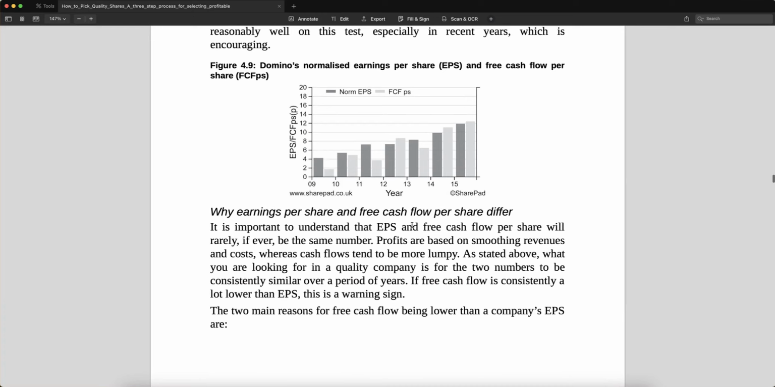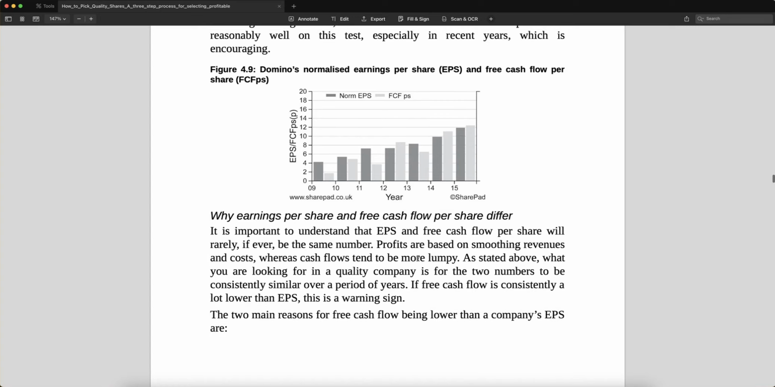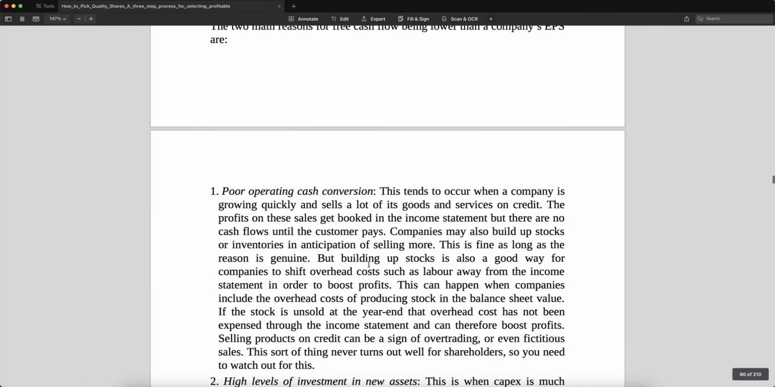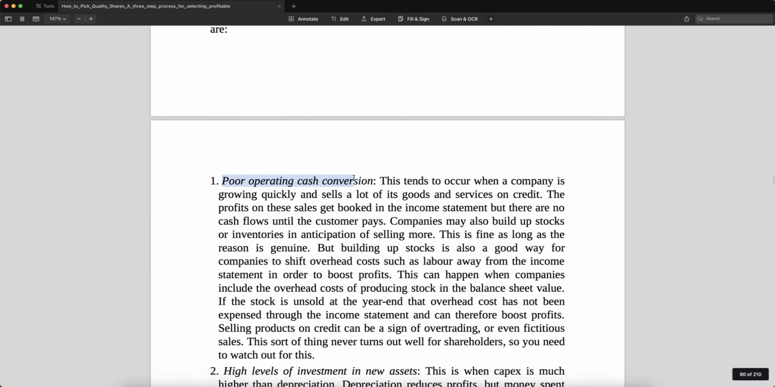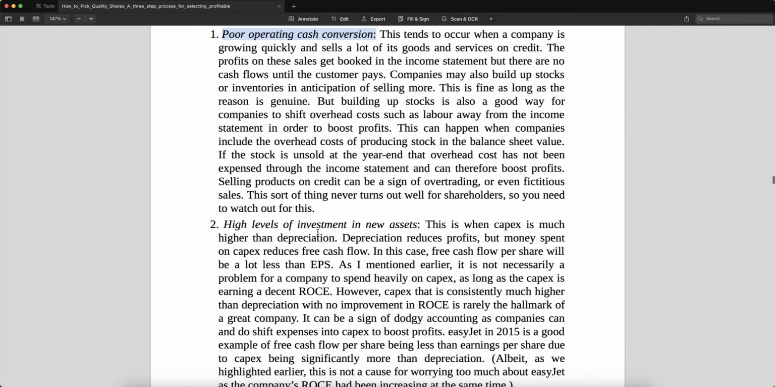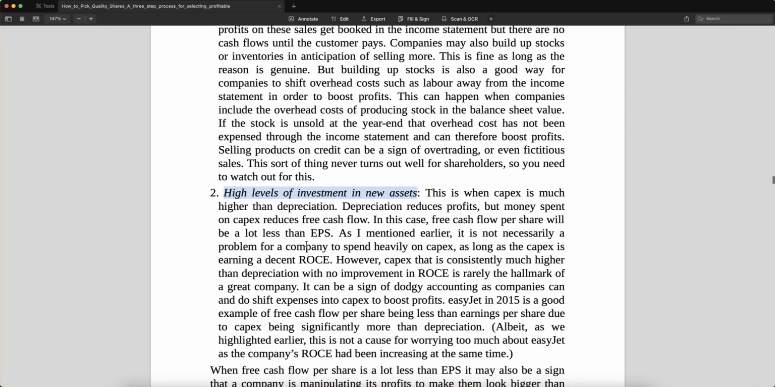Now, why do earnings per share and free cash flow per share differ? It is important to understand that EPS and free cash flow will really differ. Profits are made of revenues and costs, while cash flows tend to be more lumpy, depending upon the cash coming in and out. So these are two reasons. Poor operating cash conversion. मेरा working capital stretch हो गया, मेरे को पैसे नहीं आए, मेरे credit sales. Some reasons we saw above, and higher levels of investments in new assets. That's why my free cash flow will go negative, because I have done capex.